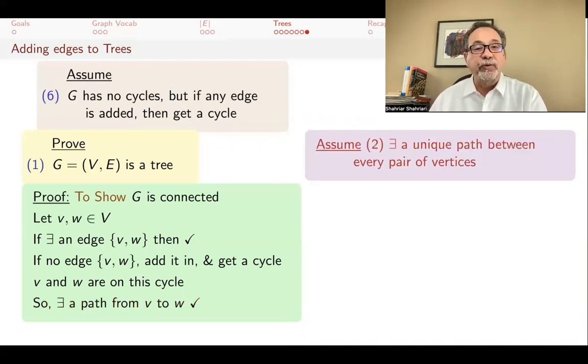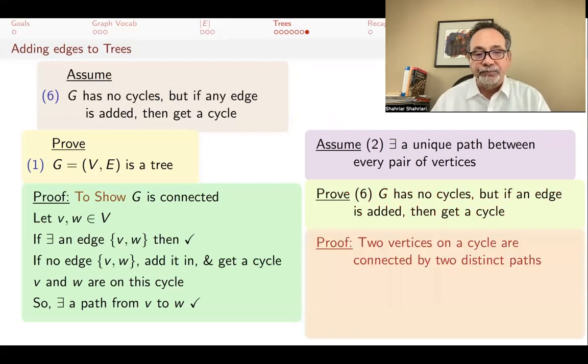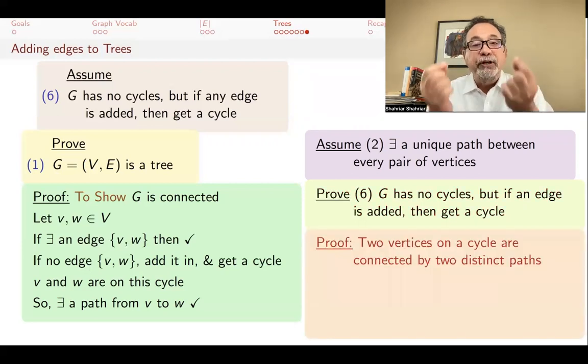The last thing we want to prove is that if statement 2 holds, meaning that you know there's a unique path between every two vertices, why is 6 true? That G has no cycles, but if an edge is added, then you get a cycle. First of all, if you have a cycle, pick any two vertices on that cycle, and there are two paths between them. One going one way on the cycle, the other going the other way. And because we know there's a unique path between every pair of vertices, there can't be any cycles, because there are two ways to go on a cycle.